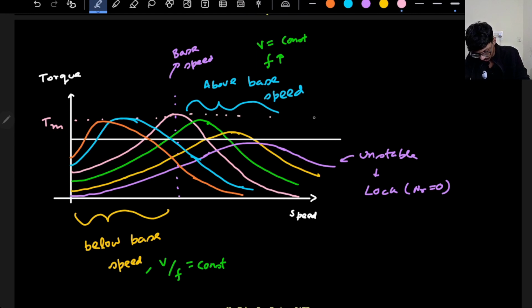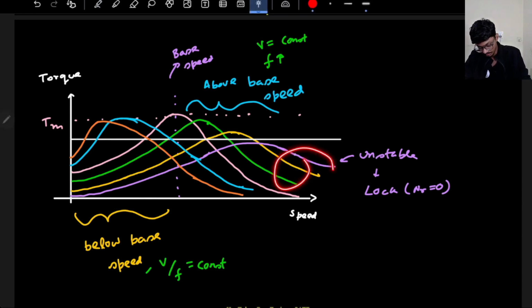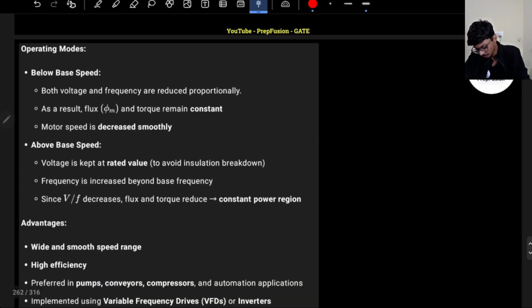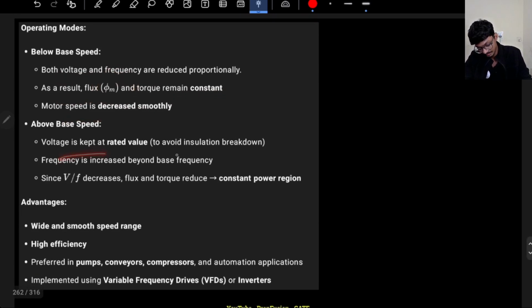Okay, so if I am going above base speed, I cannot just indefinitely increase my speed. There has to come a point where this will be a problem, right? Instability. Okay, so that is what is written over here. Below base speed, both voltage and frequency are reduced as flux remains constant, hence the torque also will be constant. Motor speed decreases smoothly. Above base speed, voltage is kept at rated value to avoid insulation breakdown. I cannot go beyond the rated value. Frequency is increased beyond the base speed, so V by F decreases, flux reduces, torque reduces.